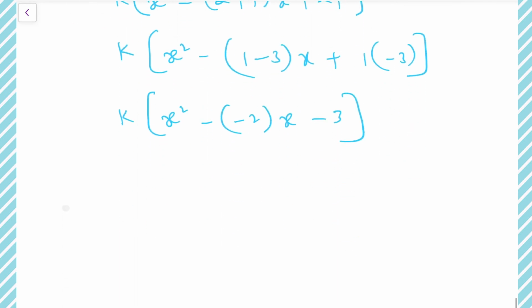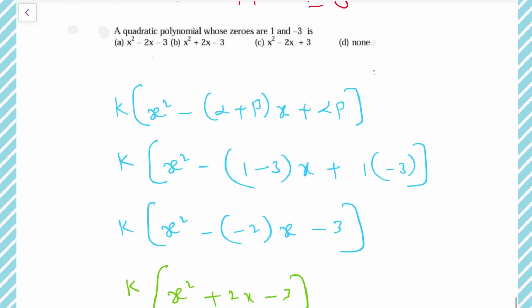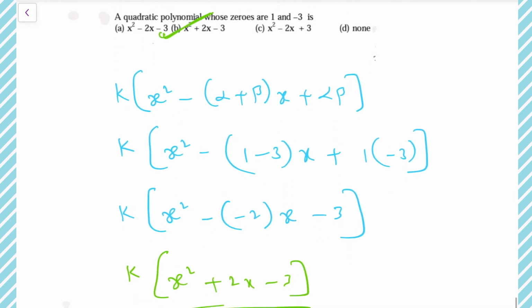Now if we simplify this further, k times x square plus 2x minus 3. So the required polynomial is x square plus 2x minus 3. X square plus 2x minus 3. So option B is the correct option.